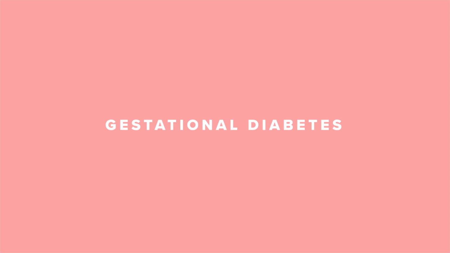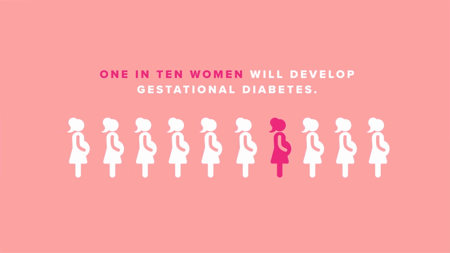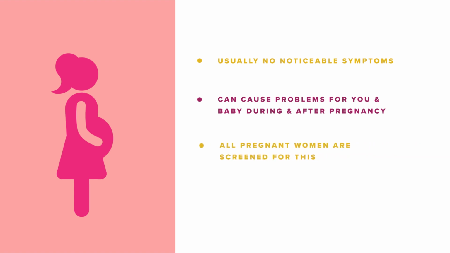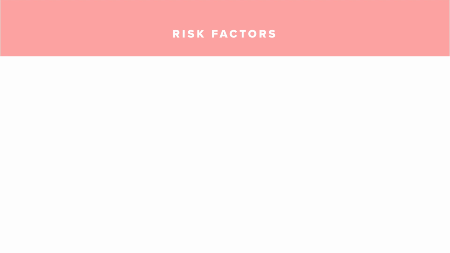Gestational diabetes is a form of diabetes that develops for the first time in around 1 out of every 10 pregnancies. It doesn't usually cause noticeable symptoms, but it can cause problems for you and your baby during pregnancy and beyond. That's why all pregnant women will be screened for this condition during the 3rd trimester, or earlier if you have risk factors.